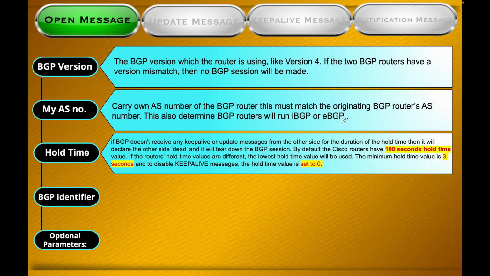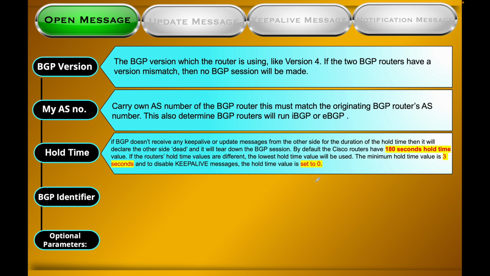What is hold time? Hold time is nothing but the waiting time. Let me explain. This is router 1, this is router 2. Now this router sends: my hold timer is 180 seconds. It means I will wait 180 seconds. If you don't send any update within this time period, I will treat you as dead. You are no longer my peer. So this is called the hold timer.